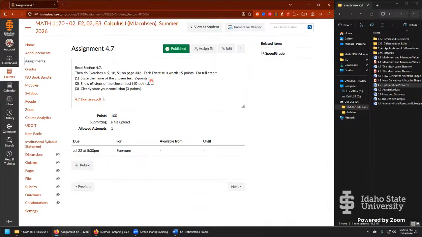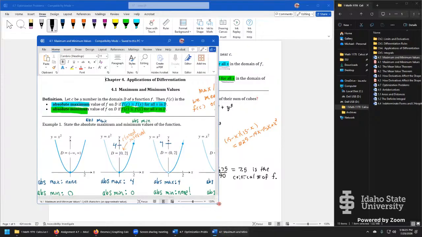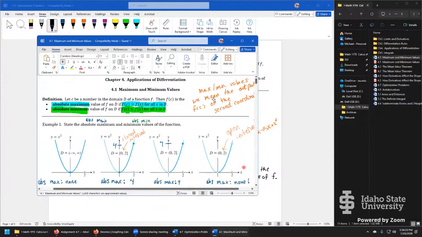It says state the name of the chosen test so I know that you know which test you're using. Show all steps of the test. We'll know we need to show conclusion, but that part's pretty tricky all on its own, showing all steps of the chosen test. The easy mistake to make is once we get a critical number, if x is 7.5, y is 7.5, then we can just sum their cubes, feels like we're done. But the reason this test is so big is lots of weird things can happen when we're finding maximums and minimums. Let's go back to section 4.1 for just a moment and take a look at one particularly nasty function.